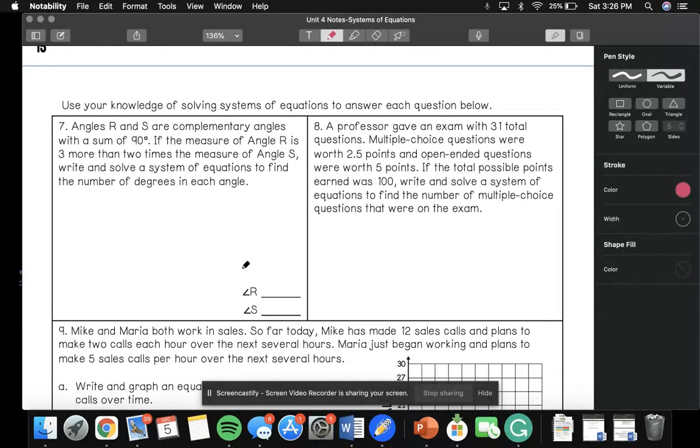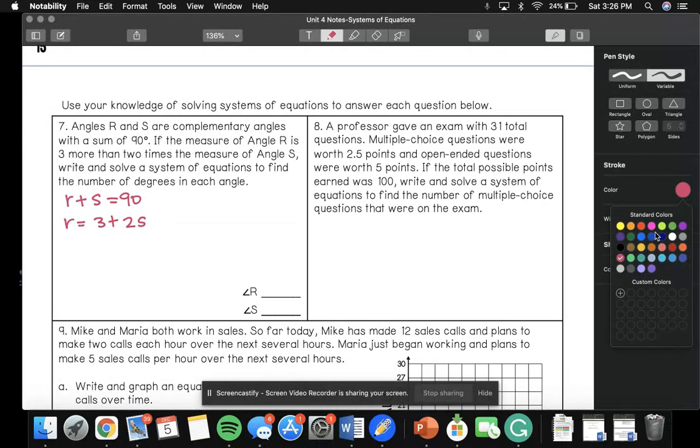Okay, so I'm just going to say that angle R, we're going to use R, and angle S, we'll use S. So the first condition, it says it's complementary angles, which means they have a sum of 90 degrees. So that means that R plus S has to equal 90 degrees. The second condition says if the measure of angle R is 3 more than 2 times the measure of angle S. Okay, so there is my system.